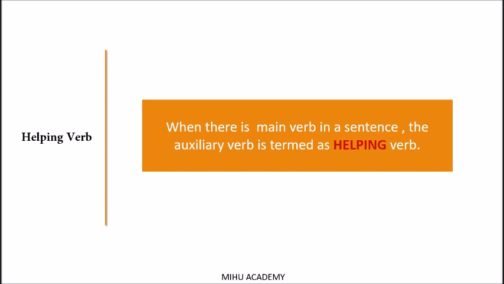Coming to the helping verb, when there is a main verb in a sentence, the auxiliary verb is termed a helping verb. For example, he is reading a book. What is the verb here? Reading. But still we are using "is". What is it doing? It is helping the main verb, which is reading, to link he and the action of reading a book. So in this sentence, it is helping the main verb. That is why we call this auxiliary verb a helping verb.